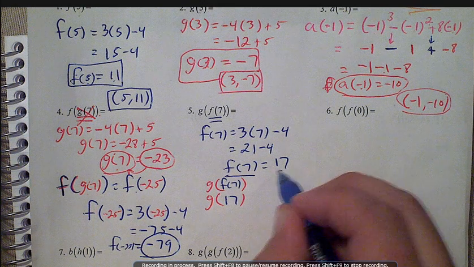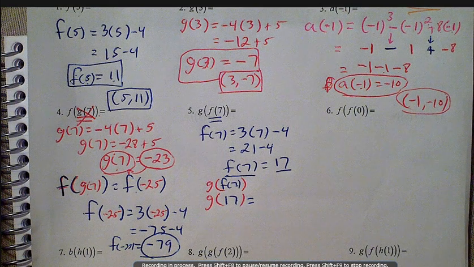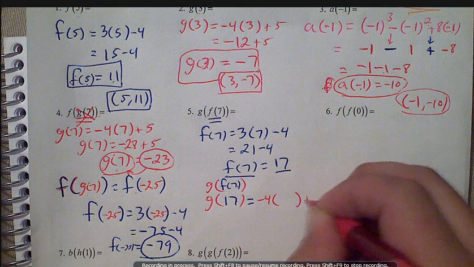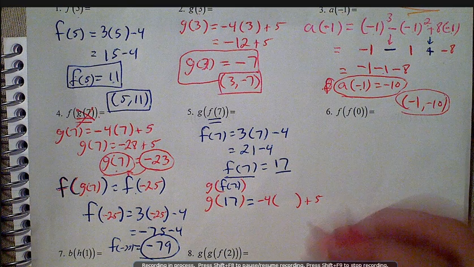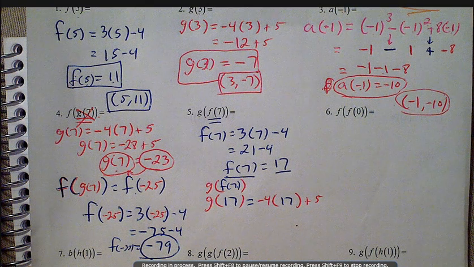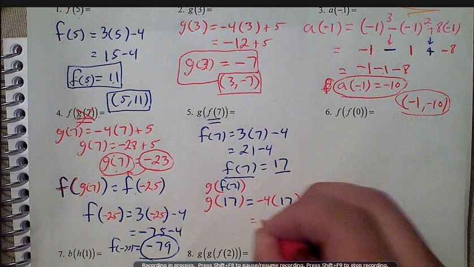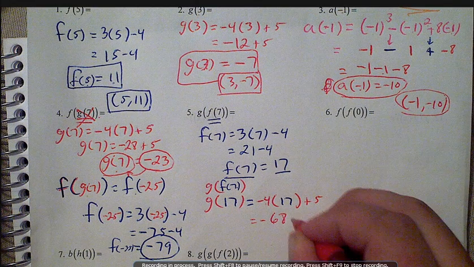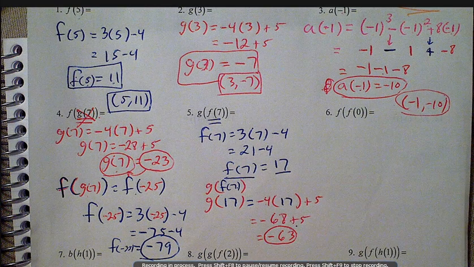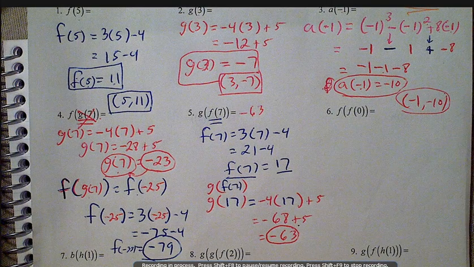So the g function is negative 4 times x plus 5. And we're going to substitute the 17 in for the x. So negative 4 times 17 is negative 68 plus 5. And you have negative 63 as a final answer. So the coordinate 7, comma, negative 63.